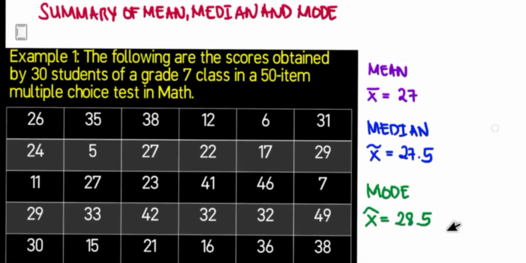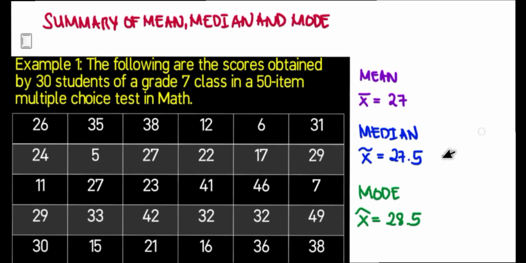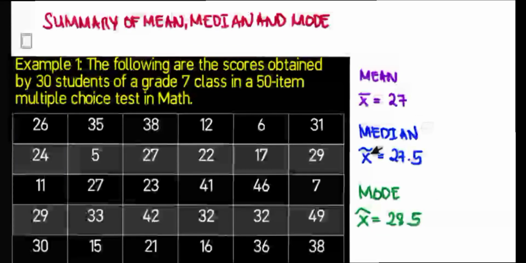So, ito po yung summary of mean, median, and mode nung example natin, yung sample data natin. So, the mean is 27, and then median is 27.5, and then mode is 28.5. So, kung mapapansin po natin, halos magkakadikit po yung measures, or halos parehas po yung measures ng mean, median, and mode. Dahil, central tendency nga yan. So, yun yung tendency nila na malagay sa middle score or sa center.